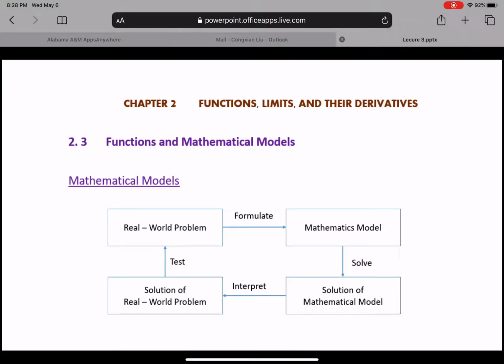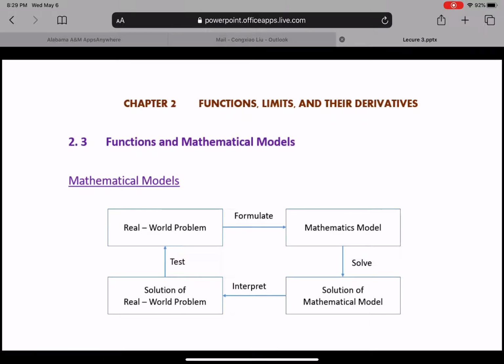Hello everyone. Today we're going to talk about functions and mathematical models in chapter 2, section 3. So we're going to talk about two things. We're going to talk about functions and then the applications of mathematics in modeling. When we talk about the mathematical models, we mean we apply mathematical theories to real problems. So there are some procedures to solve a real problem.